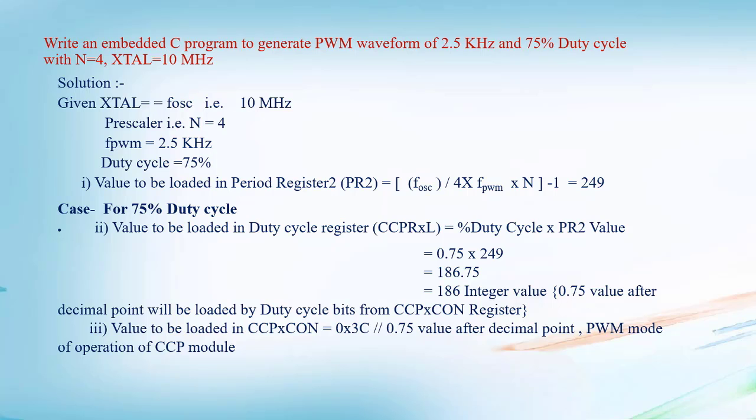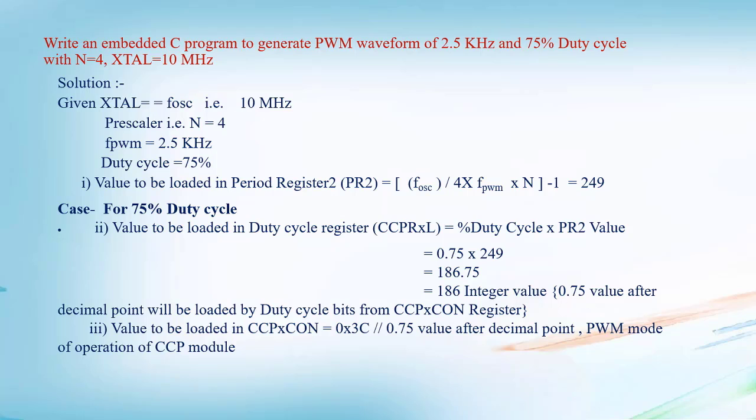Next example. Write an embedded C program to generate a PWM waveform of 2.5 kHz and 75% duty cycle with prescale value equal to 4. Here assume XTAL equals 10 MHz. Let us see what we have. We have the crystal frequency 10 MHz, prescale value 4, PWM frequency 2.5 kHz, and duty cycle 75%. The value to be loaded in period register 2, that is PR2, we get by applying the formula.